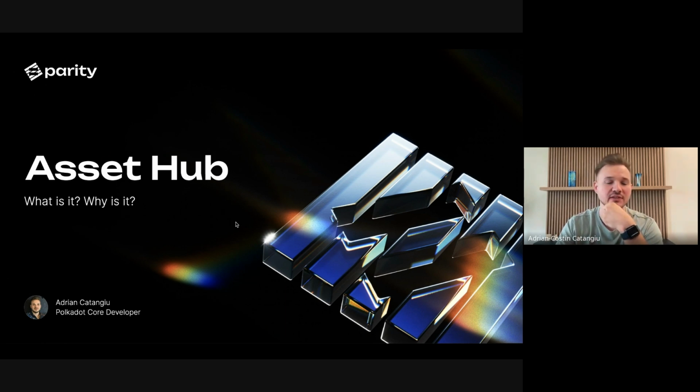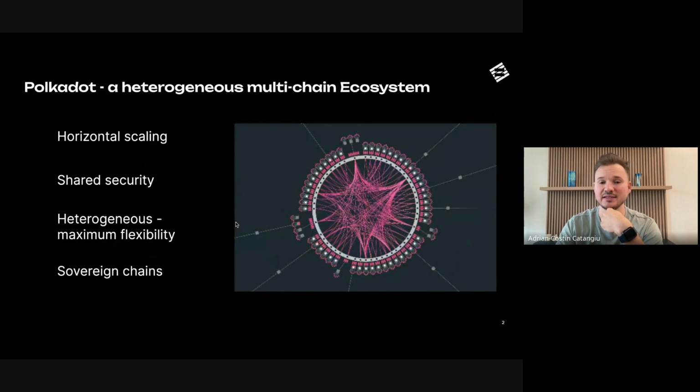Before we actually get started talking about Asset Hub, let's take a step out, like a zoom out, and look at the Polkadot ecosystem altogether, right? This will drive the motivation of this presentation and Asset Hub, so it's important for the context, I think. So Polkadot is one of the core differentiating factors of all other blockchains out there, is that it's a heterogeneous multi-chain ecosystem. So what does that mean?